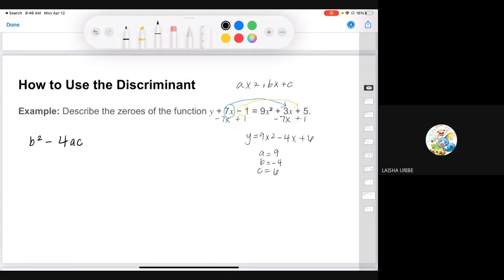Okay, same thing. Now I'm just going to go ahead and plug that into my discriminant. So -4 squared minus 4, a is 9, and c is 6. Now just simplify. -4 times -4, 16. 4 times 9 times 6, 216. Subtract this from each other. My answer is -200. That means that my answer is less than 0.